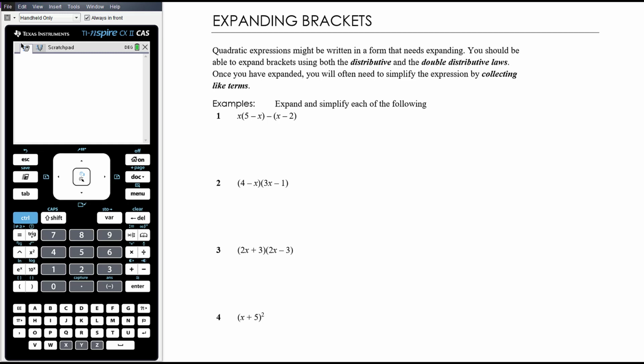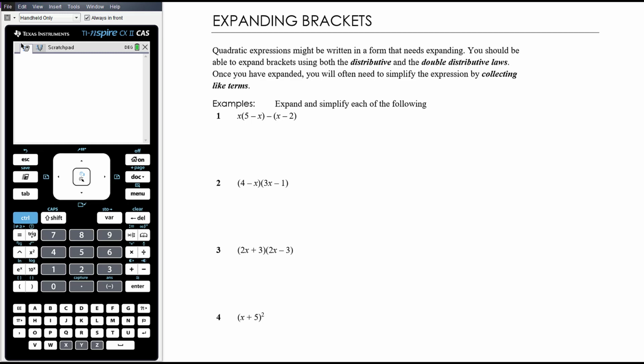Okay, so a quick review of expanding brackets. We should be familiar with things like the distributive law, which is expanding brackets when you have just one term out the front, you know, a(x + b) = ax + ab. The double distributive law, when we have two brackets, (x + a)(x + b). And then also expanding out perfect squares, difference of two squares, and obviously collecting like terms are all important features here.